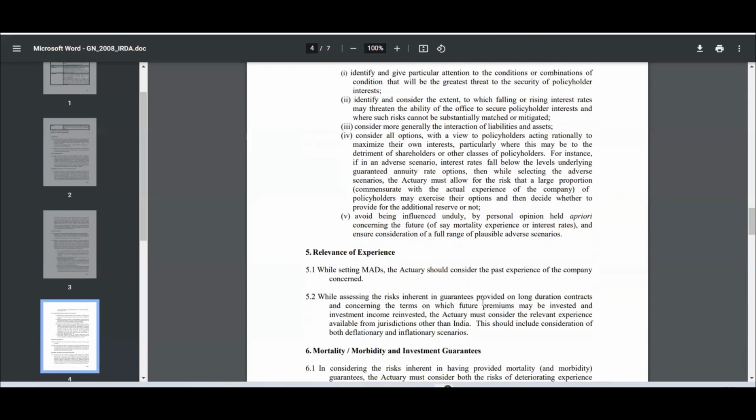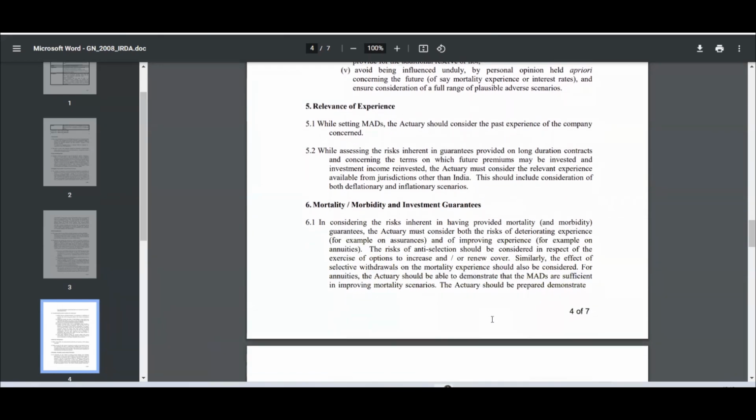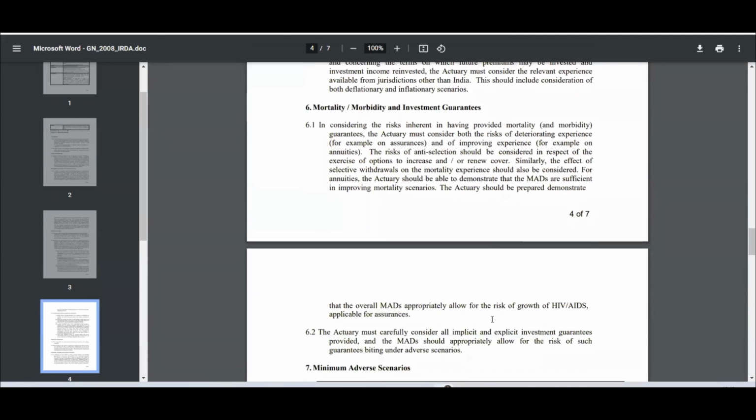So for mortality options, they must consider both the deterioration of the experience as well as the improvement in the experience. For assurance, the actuary should consider whether the increase of risk because of things like HIV or AIDS would be offset by the level of MADs that has been allowed for. And for annuities, they should consider whether the improvement in mortality would be taken care of by the MADs that has been allowed for.